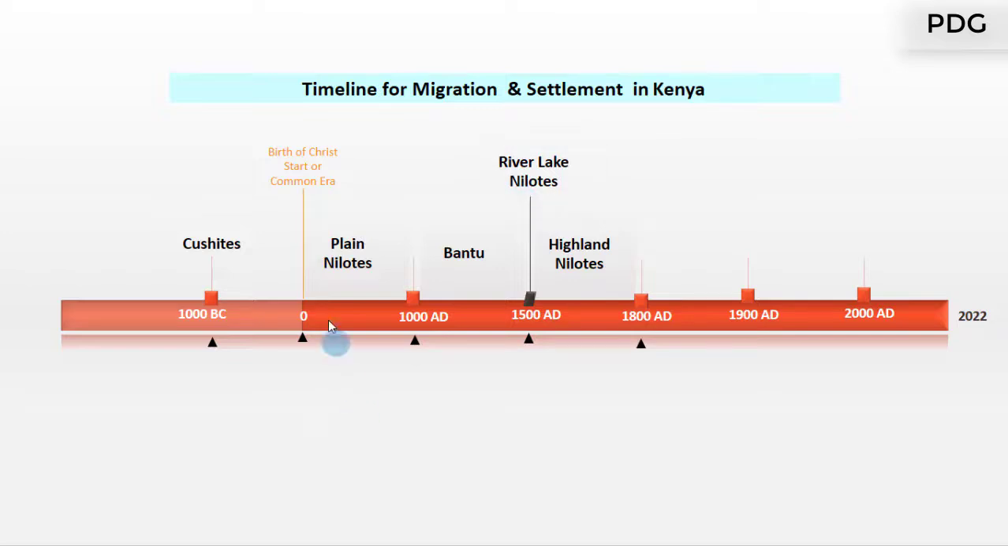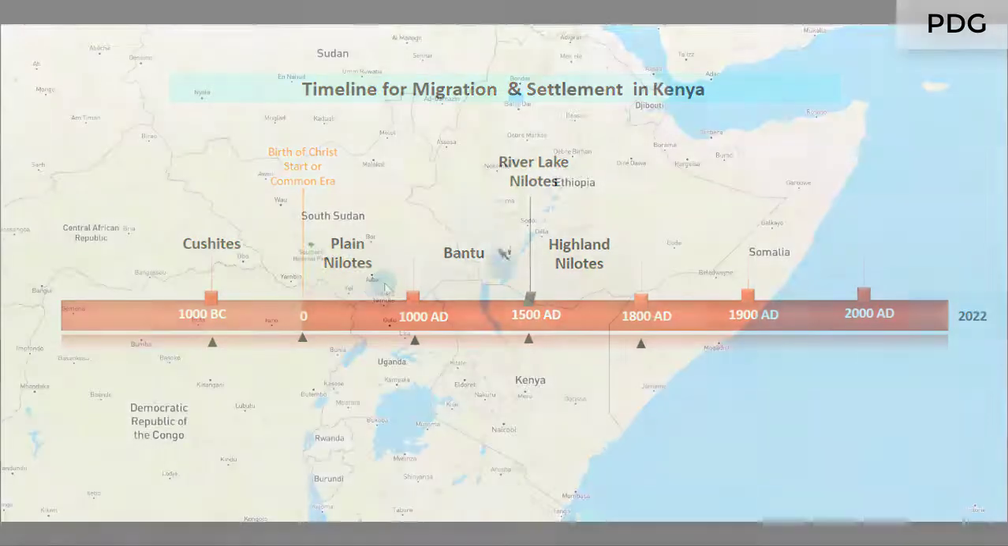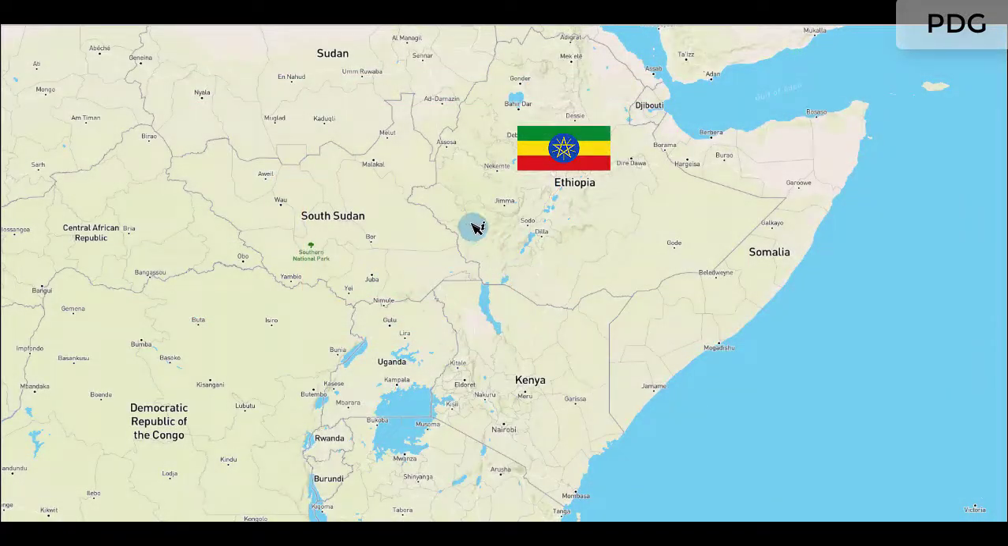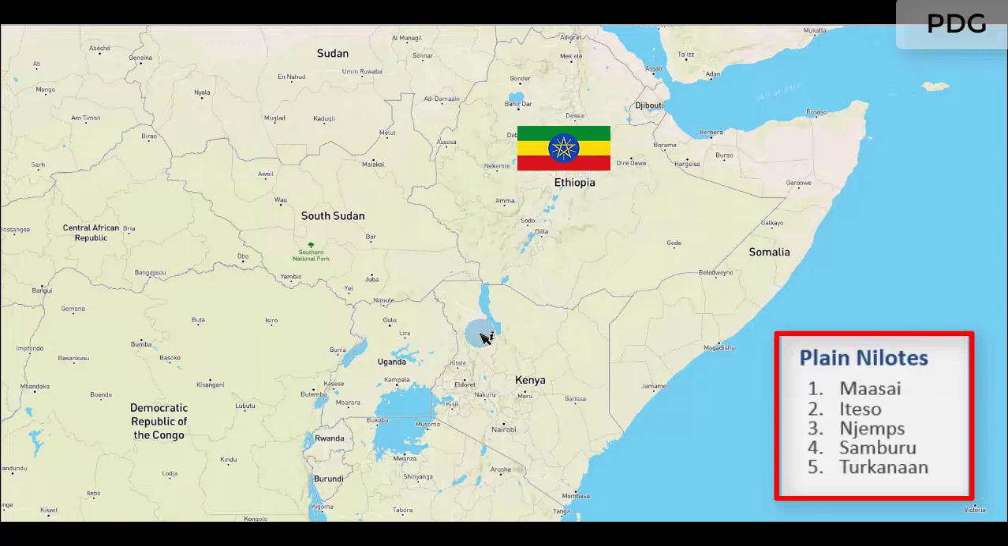Plain Nilotes were the first to make their entry at around the first millennium AD. They are believed to have originated from the southwest of Ethiopia. This branch of Nilotes in Kenya include these groups of tribes. The Plain Nilotes were predominantly pastoral groups whose lives depended on their animals.